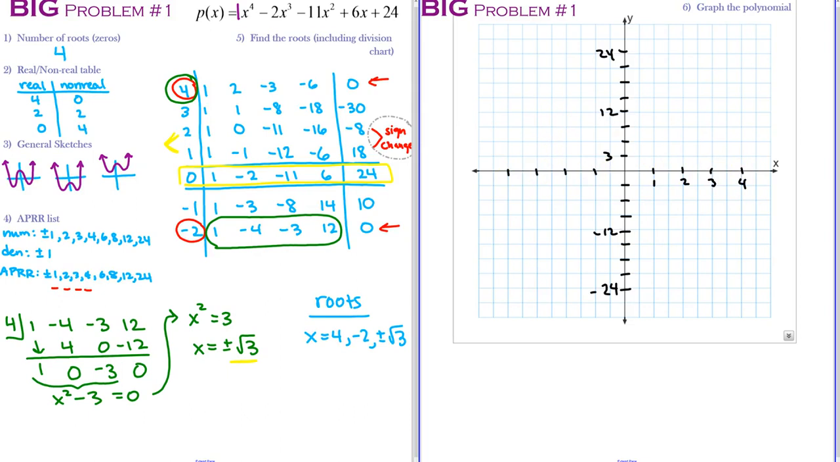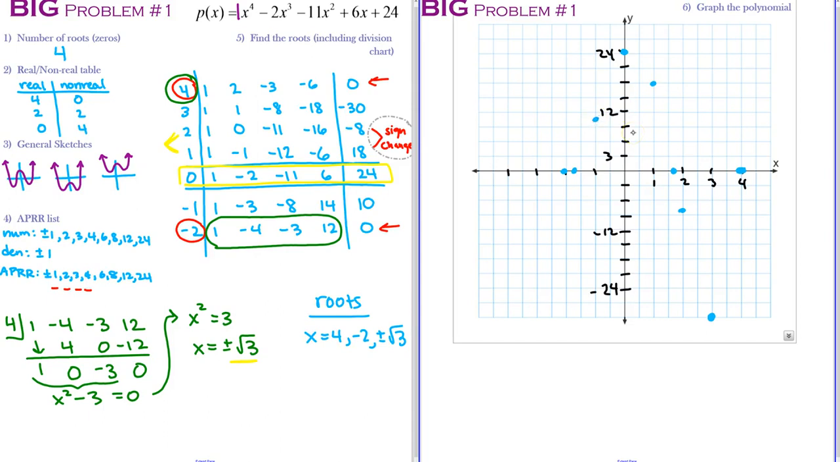Now we're going to plot all the points from the table, from the chart. So first of all, let's do the roots. We have a root at 4, that's an x-intercept, and at -2, and at square root 3, which is about 1.7, and negative square root 3, so -1.7. And then the other numbers we have from the chart are 3, -30, 2, -8, 1, 18, 0, 24, -1, 10.